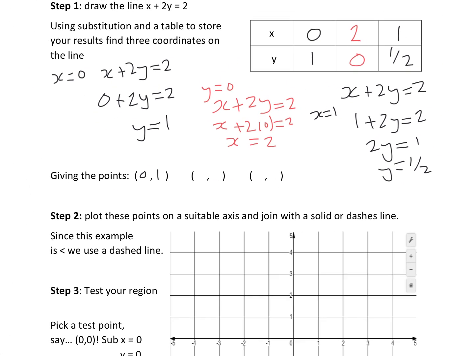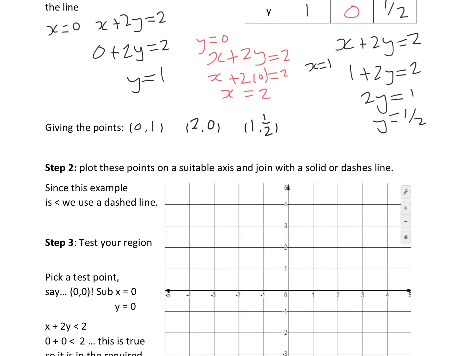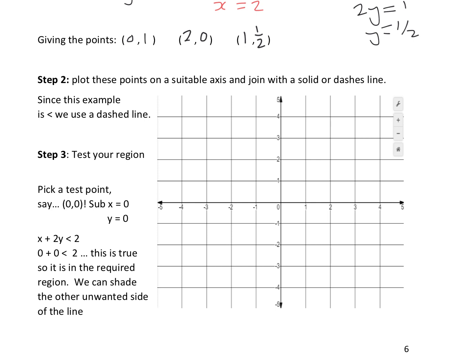Okay, so from that table we've got 3 points. 0, 1, which I've marked already. We've got 2, 0, and we've got 1 with a half. After you've got those points, your second step is to plot these points on a suitable axis and join with a solid or dashed line. When you're drawing these lines, which are going to be at an angle, it is important that your axis isn't just a sketch, it has to be accurate. And then we plot 0, 1, 2, 0, and 1, a half. And it should be a straight line through that.